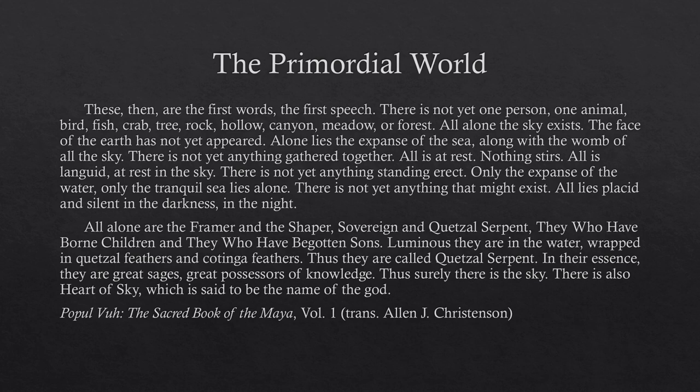All alone are the Framer and the Shaper, Sovereign and the Quetzal Serpent, they who have borne children, and they who have begotten sons. Luminous they are in the water, wrapped in Quetzal feathers and Cotinga feathers. Thus they are called Quetzal Serpent. In their essence, they are great sages, great possessors of knowledge. Thus, surely, there is the sky. There is also Heart of Sky, which is said to be the name of the god.